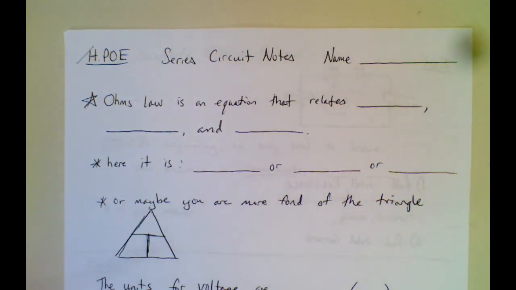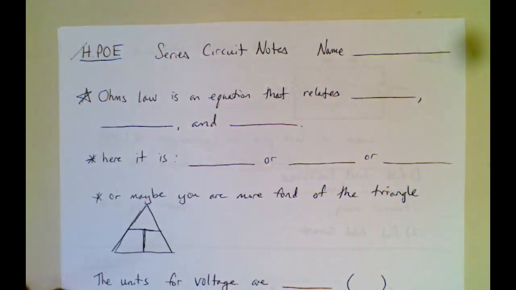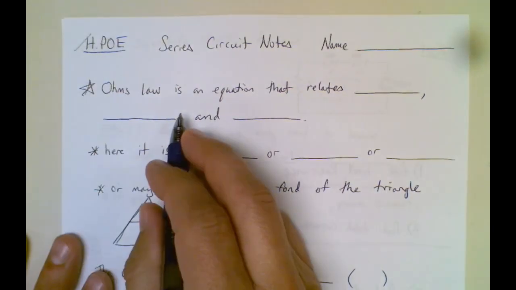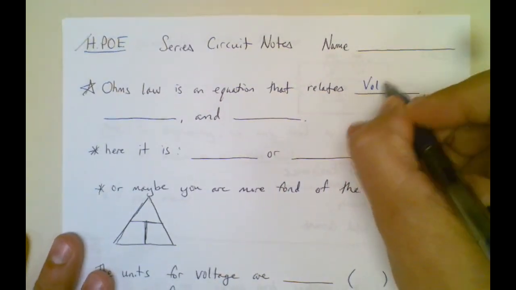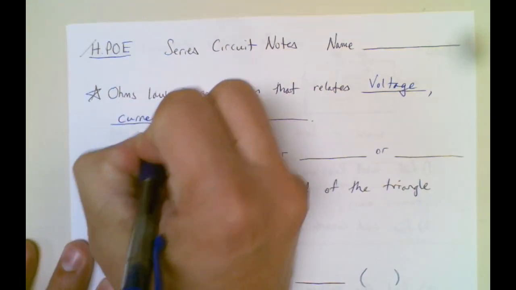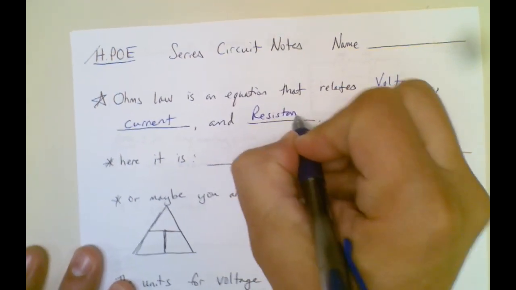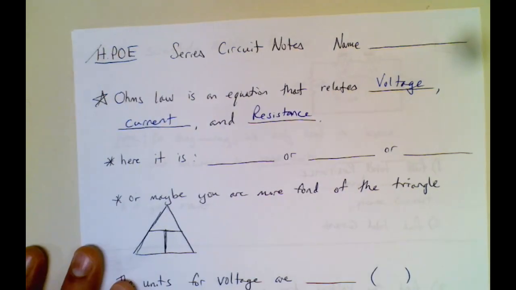All right, here's a video for some notes on series circuits. So we're going to start off with the most important formula you need, which is Ohm's law. It relates voltage, current, and resistance. That's one formula that does it all.